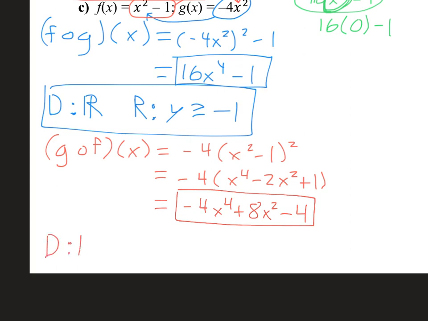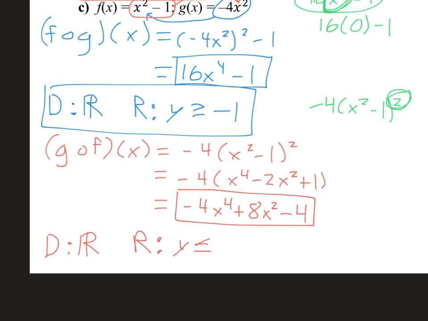So again, domain, all real numbers. The range, okay, we know this is even. We also know that both ends are going to be down. So this is going to have a range that looks like y is less than or equal to some maximum value. Okay, so I'm going to think about this logically again, and I'm not going to look at the simplified answer. I'm going to look at the unsimplified answer.